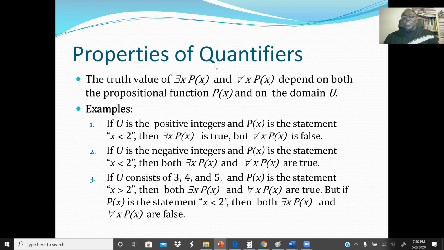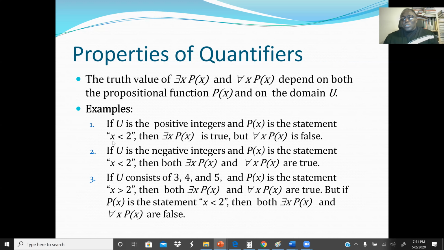So these are the properties of quantifiers. The truth value of ∃x P(x) and ∀x P(x) depends on both the propositional function P(x) and also the domain U, which is very important. Here is an example: if U is the positive integers, meaning x is greater than 0, and P(x) is the statement x is less than 2, then ∃x P(x) will be true.